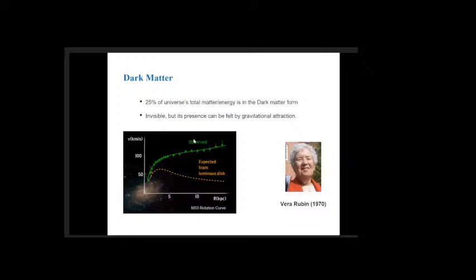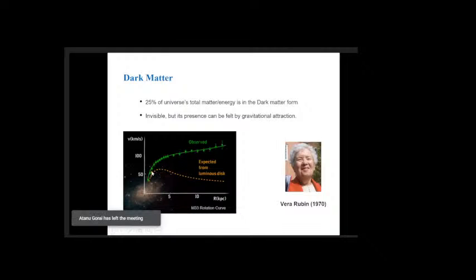If you plot that rotational velocity, this plot I am showing is the experimental result. If you plot the velocity of stars as a function of the distance from the center, the x-axis is the distance from the center and the y-axis is the rotational velocity. If you plot it, you see the green line. The rotational velocity is increasing slowly with radius.